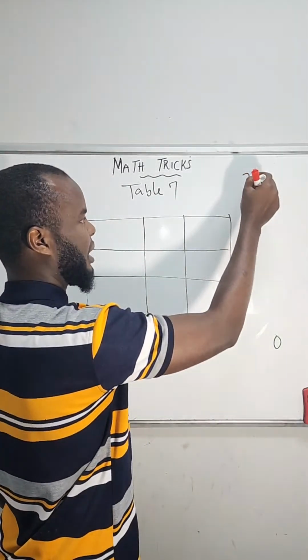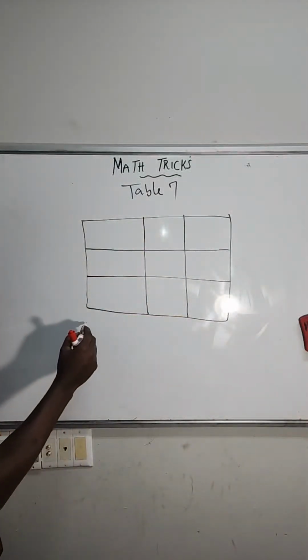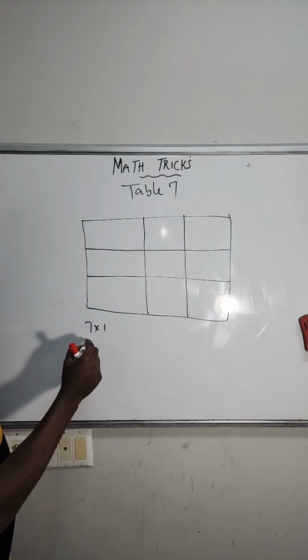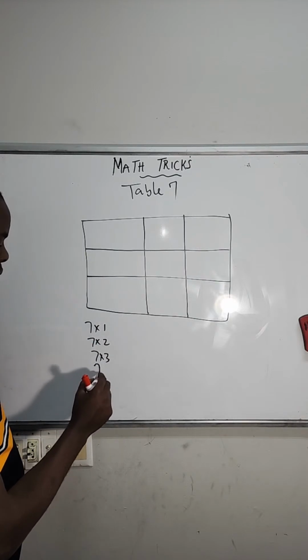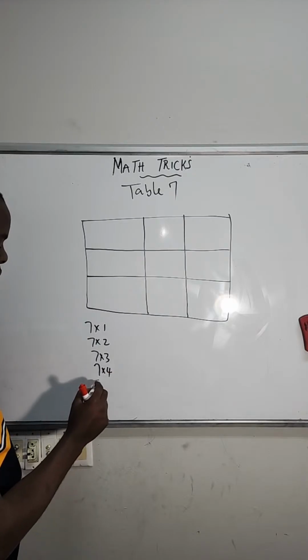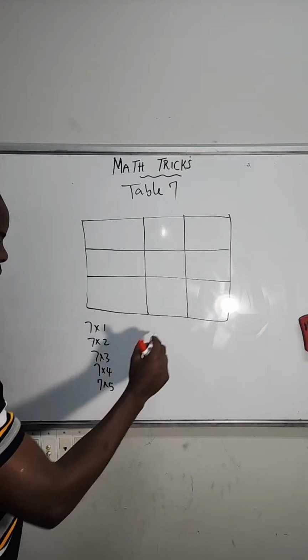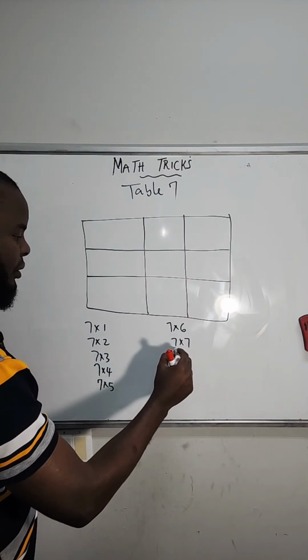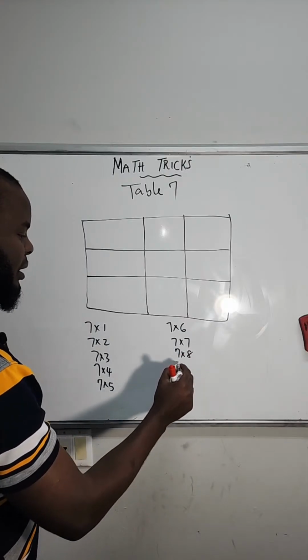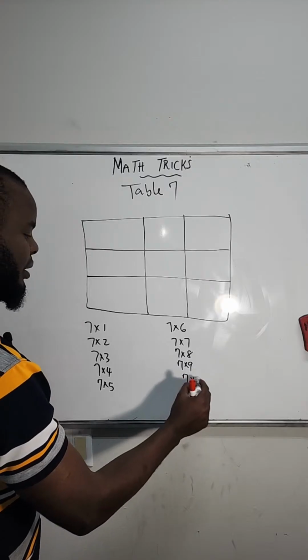Here we have 7 times 1, 7 times 2, 7 times 3, 7 times 4, 7 times 5, 7 times 6, 7 times 7, 7 times 8, 7 times 9, and 7 times 10. This is what we've got.